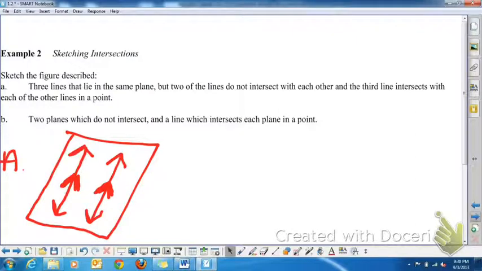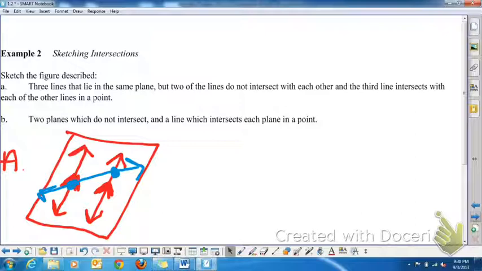Now we're going to sketch a third line that intersects with each of the other lines in a point. So, a third line. It doesn't have to be perpendicular to them, meaning opposite reciprocal slope. It can just kind of go through them. And it's going to intersect them each in a point. Because when two lines intersect, they cross at a point. So this is two lines in a plane that do not intersect, but are intersected by a third line. All three lines lie in this plane.